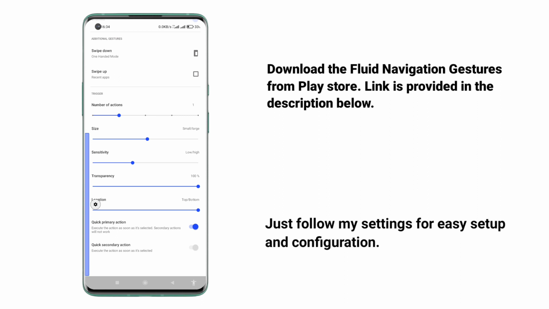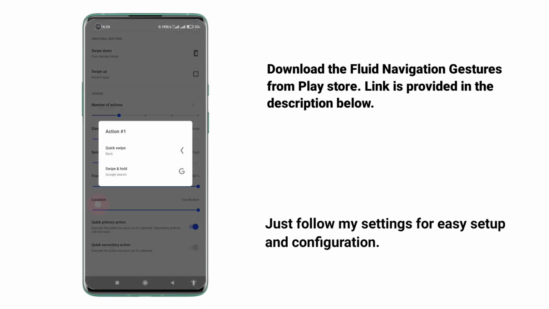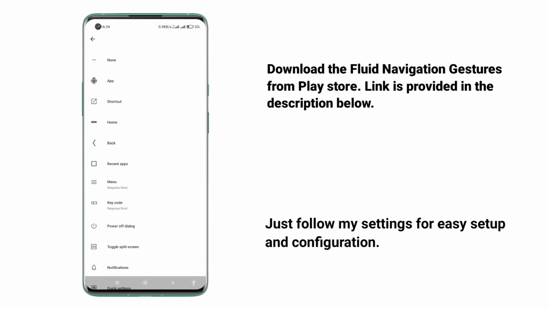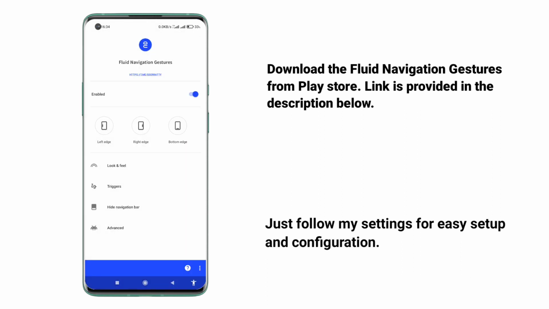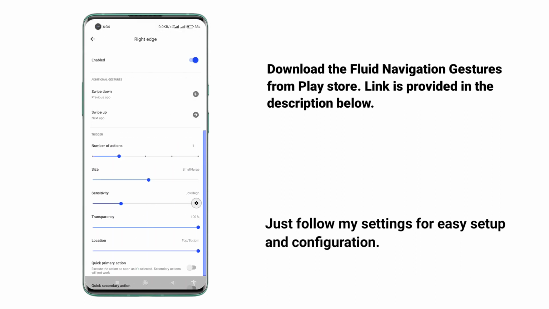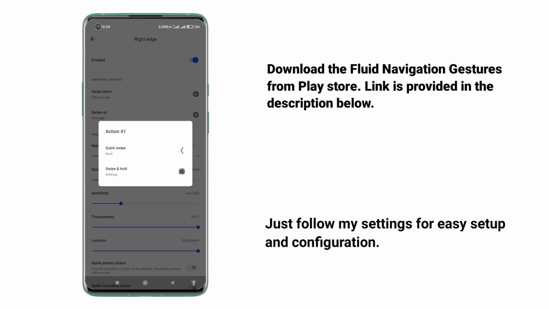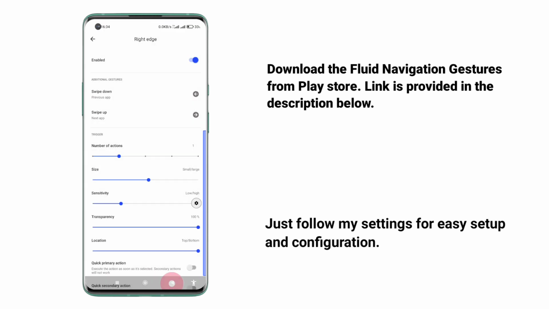And after that, there is this setting icon here. You'll just select on it with several actions. So here is where we choose for the quick swipe, we choose back. Okay, so we go back again, the right edge, similar settings, the settings for the quick swipe, choose back. You can also do more with the swipe and hold to your liking, but the most important is this quick swipe section. And then we go back to the bottom edge.